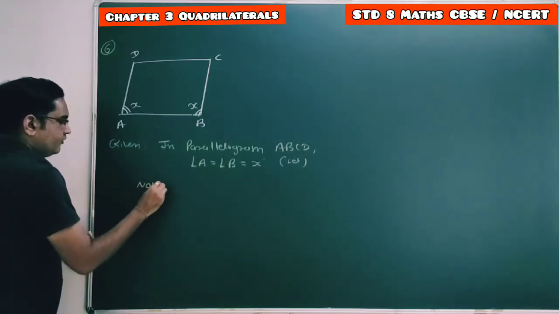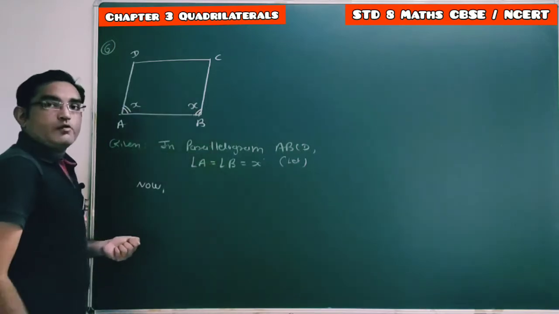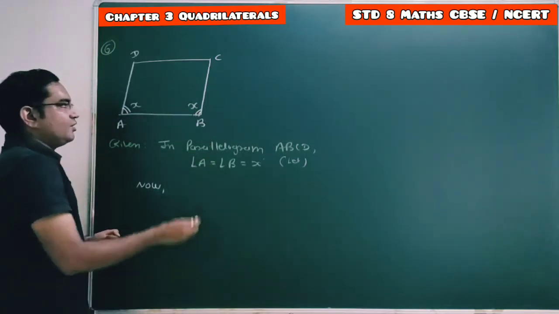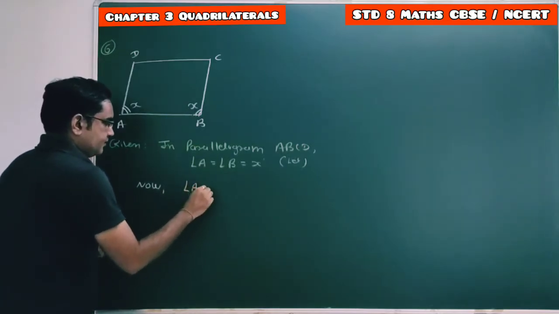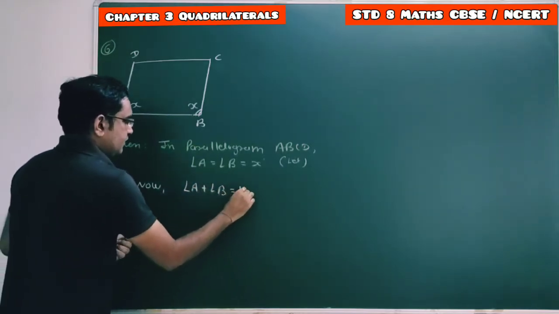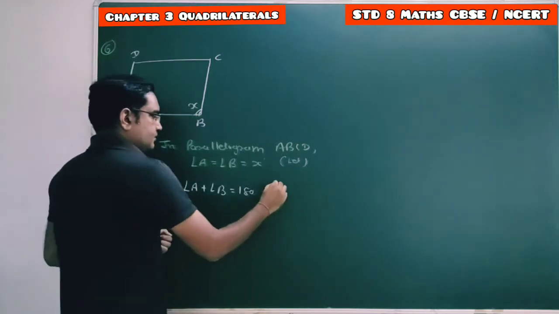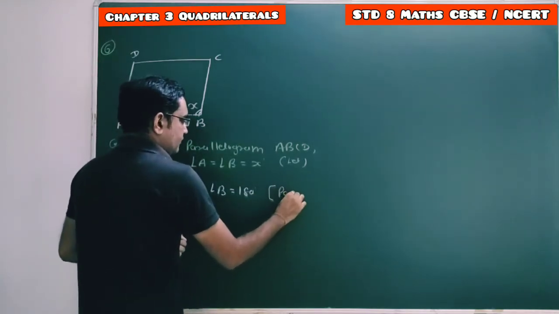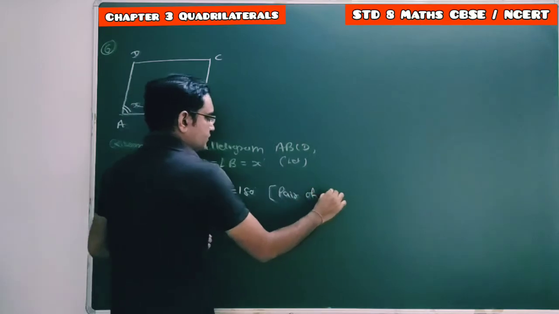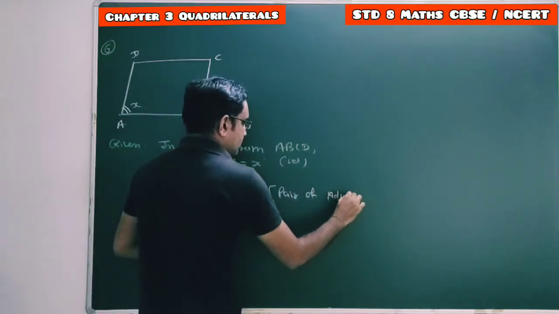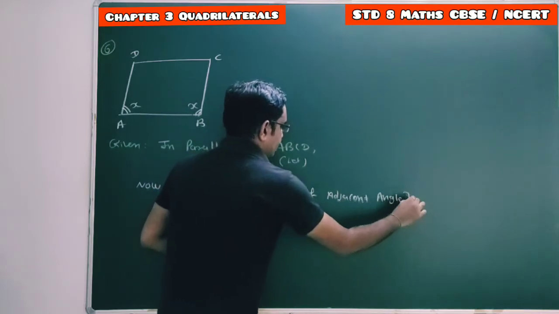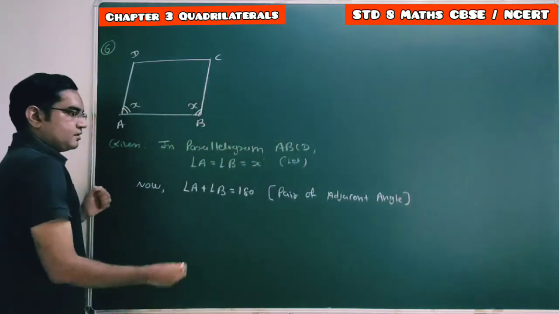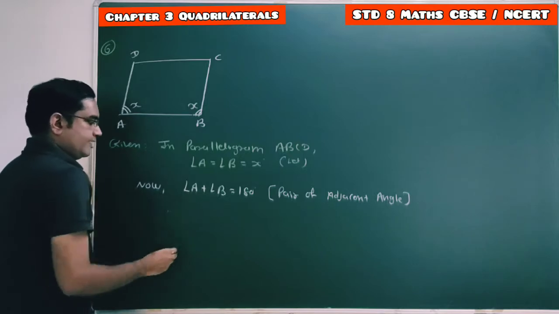What is the property of adjacent angles in a parallelogram? Yes, two adjacent angles are supplementary angles. So angle A plus angle B equals 180 degrees. It's a pair of adjacent angles. So adjacent angles are always supplementary angles. The sum of the measures of those angles is always 180 degrees.